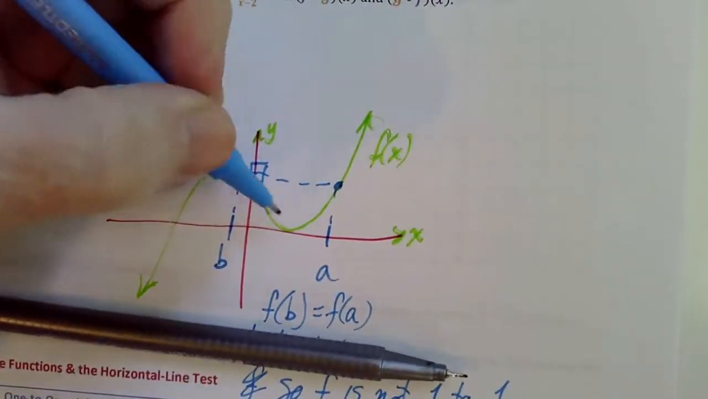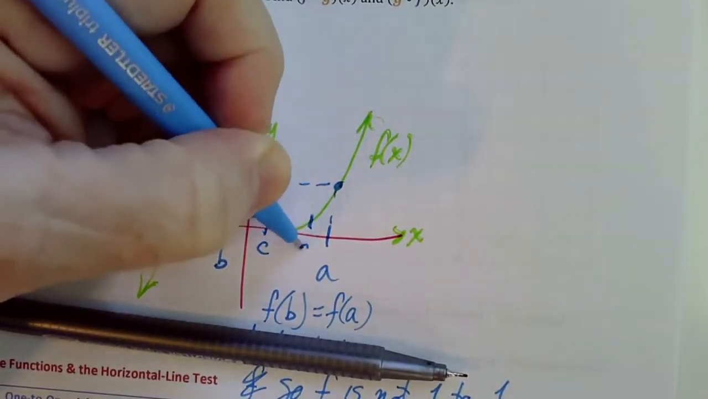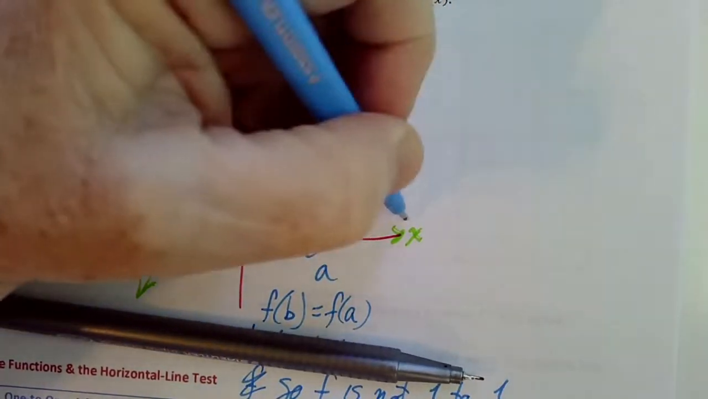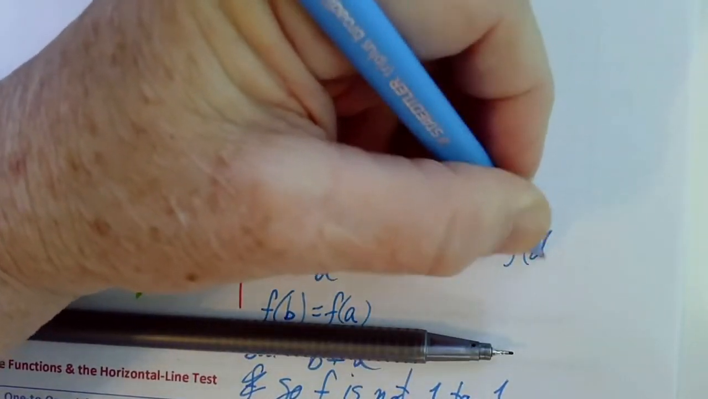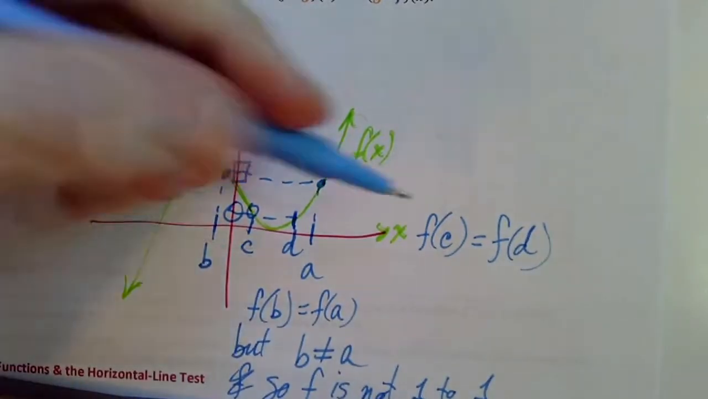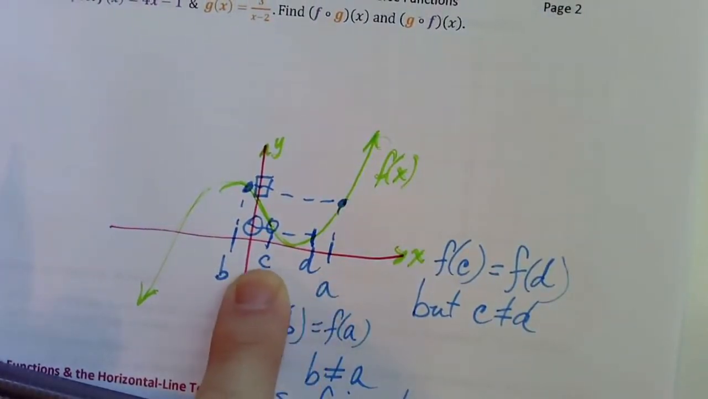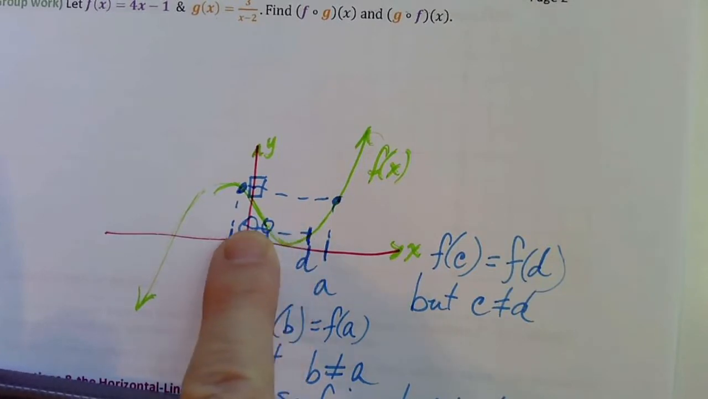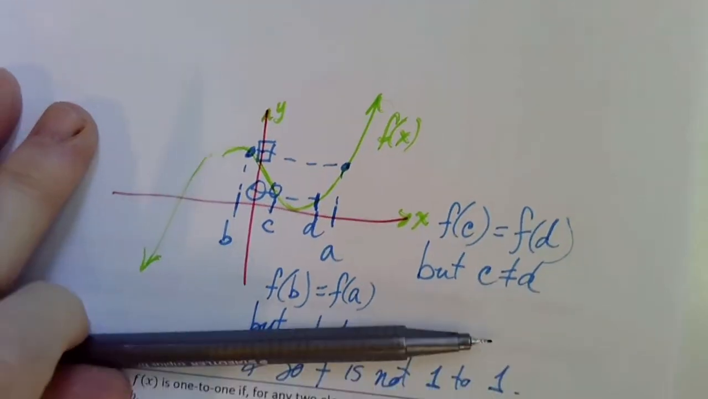In fact, here's another place. We could call this C and this D. And we can see that f of C is equal to f of D, but C is not D. The x's are different. The numbers that we're plugging in are different, even though they're giving the same y. So this function is definitely not 1 to 1.